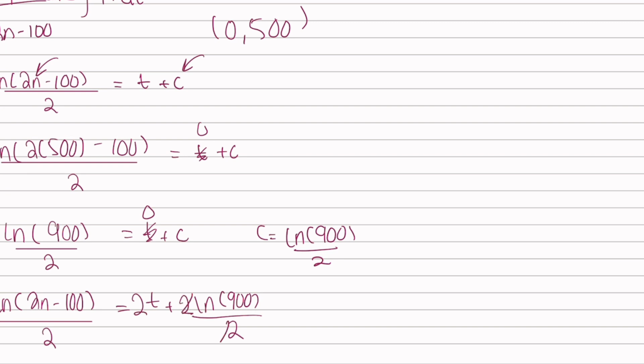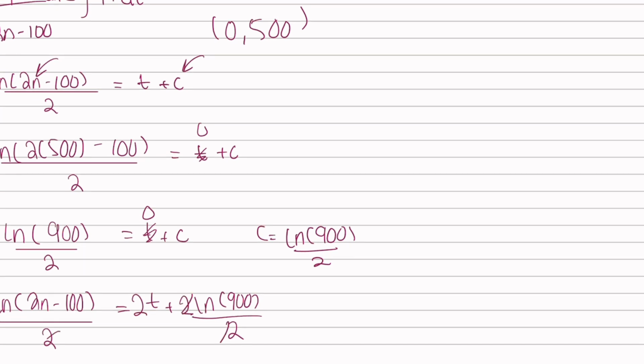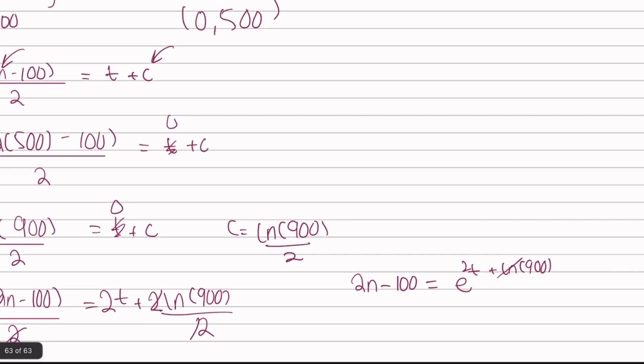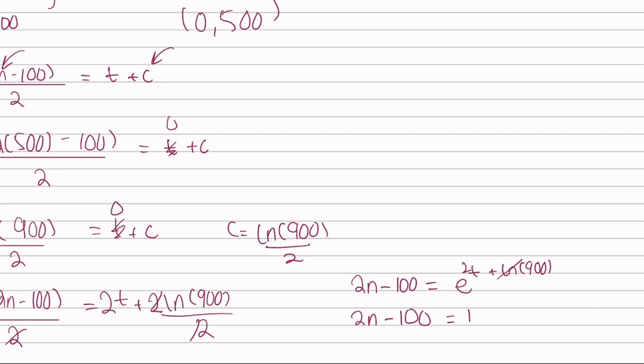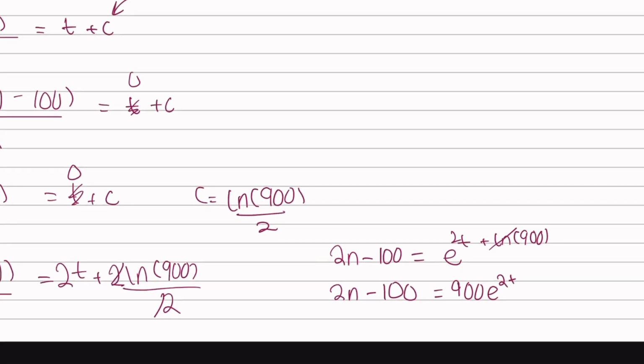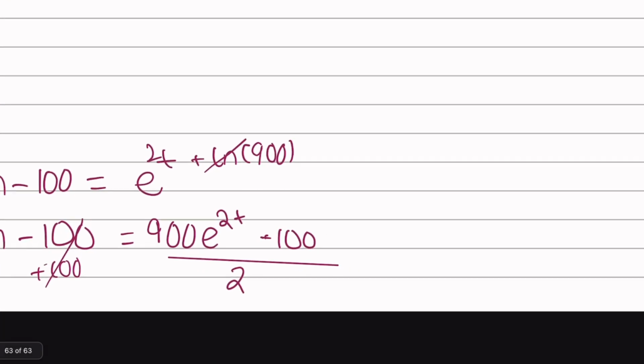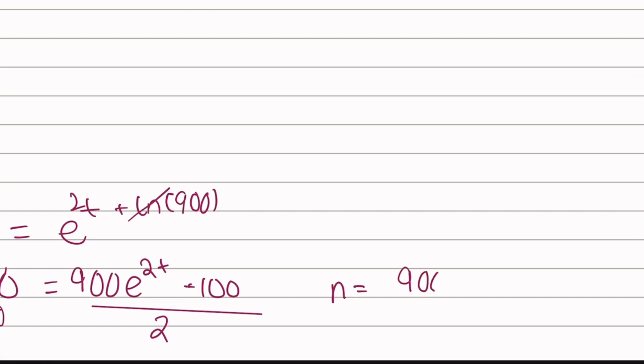So this cancels this 2, and so I get now to obviously cancel this and say that 2n minus 100 is equal to the exponential to the power of 2t plus ln of 900. And we know when we have a ln up we can cancel it with the e, and so just send it down, so that it's 2n minus 100 being equal to 900 e to the power of 2t, which we can then send the 100 to the other side. So we're going to add 100 and add 100, and this cancels, and we can divide everything here by 2 to get us n being equal to 900 e to the power of 2t plus 100 and the whole thing over 2.